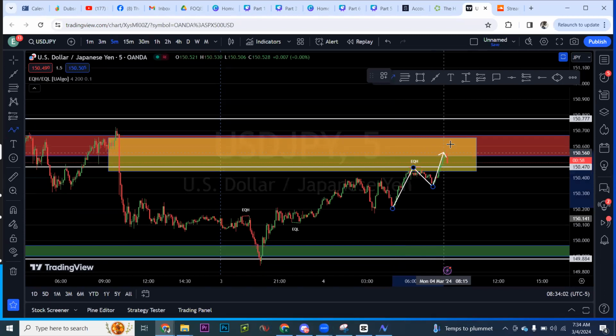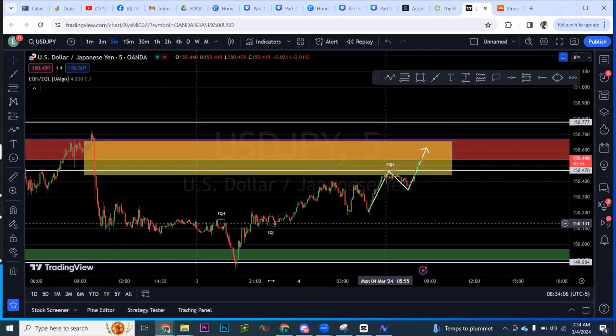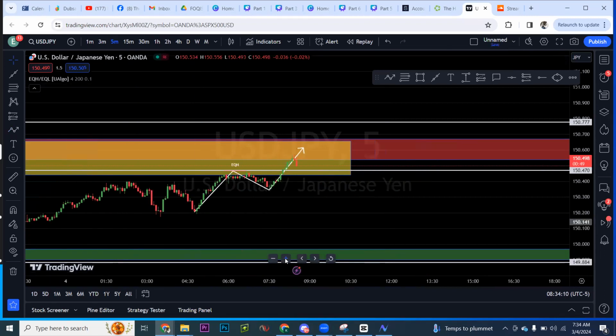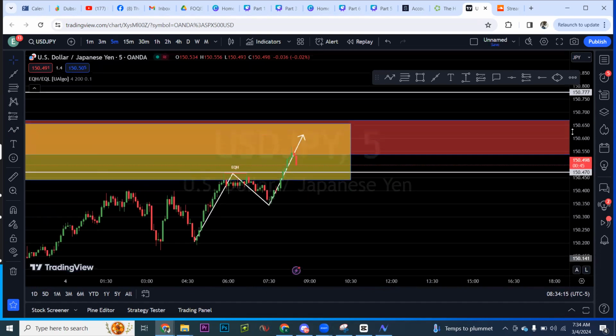Right. So let me stop this here. When we pull this closer to have a closer look and expand it, where this white line is at, this is the part of market structure that was broken. This is where the break of structure is at. So we had our EQH, which is an equal high right here.